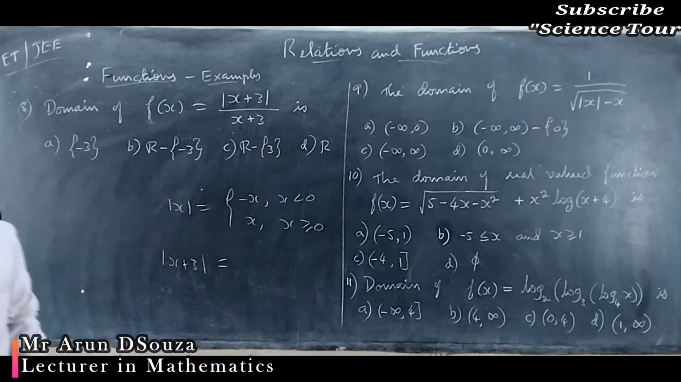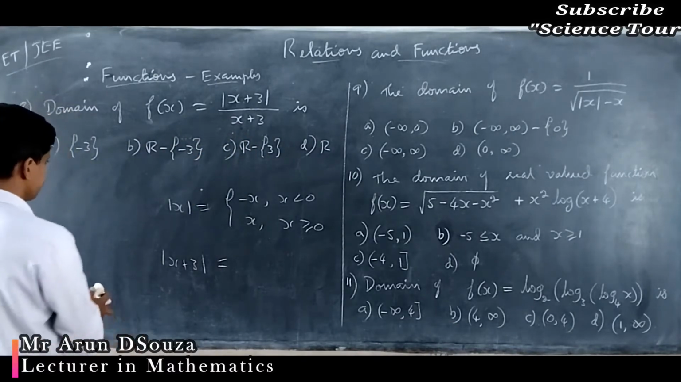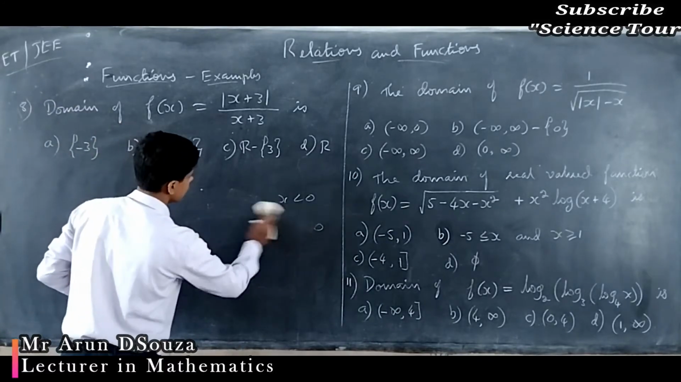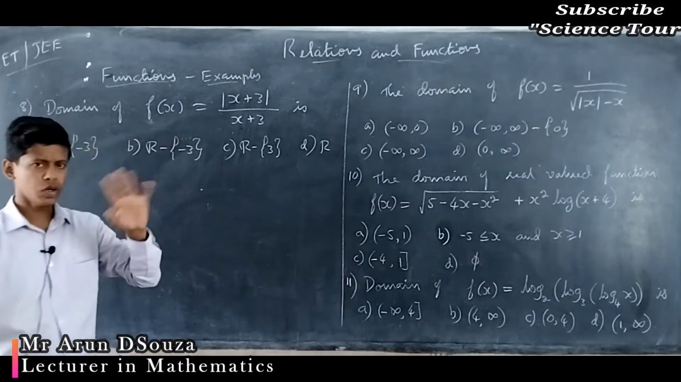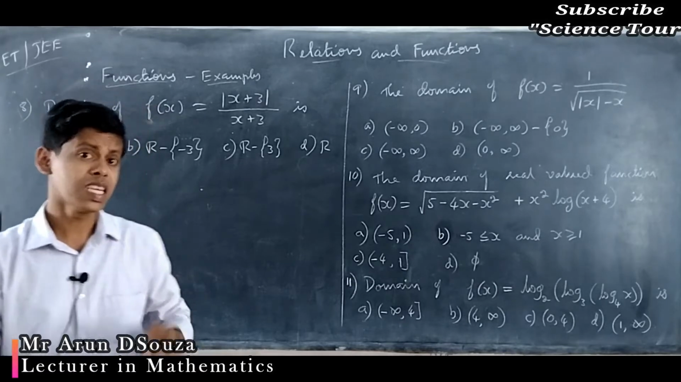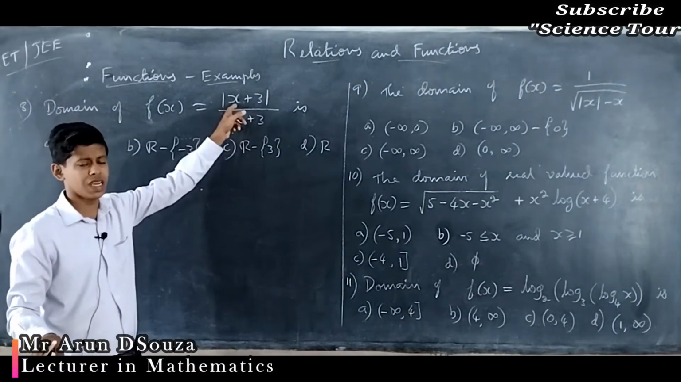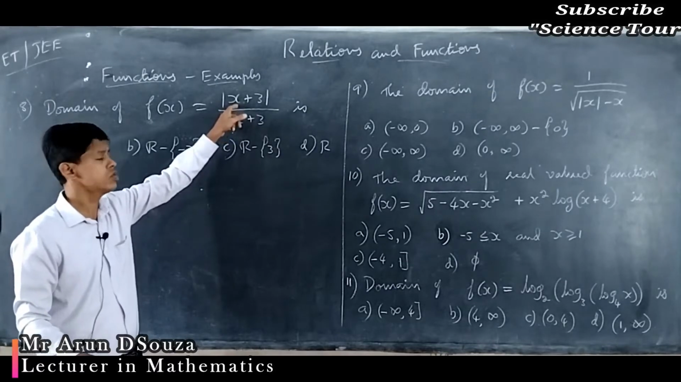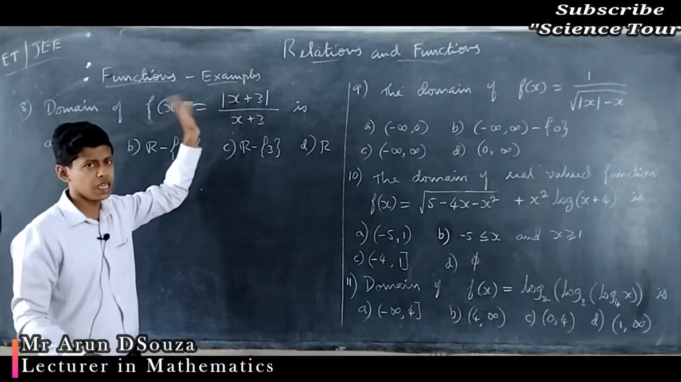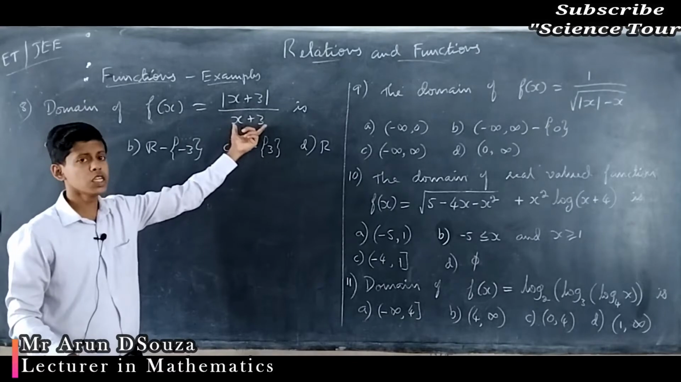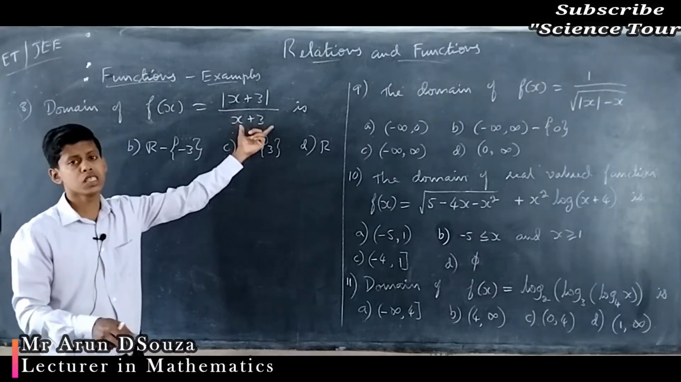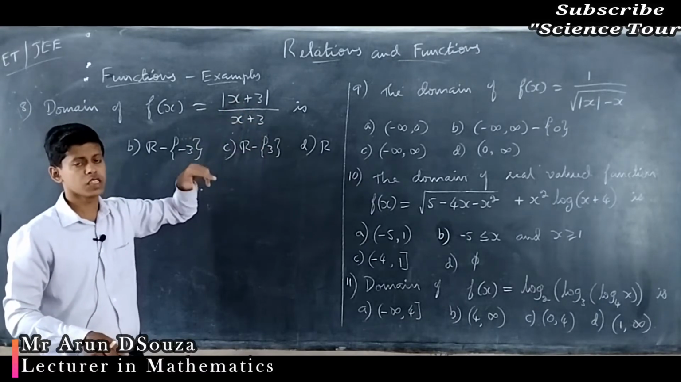But there is a very simple thing here: whenever you have a rational function, don't worry about the modulus at all, because that is in the numerator. So the numerator can take any value here. It can be positive, negative, 0, any real number. But the problem is with the denominator. The denominator should not be 0. That's the rule of a rational function, correct?